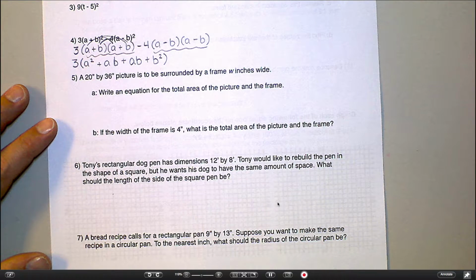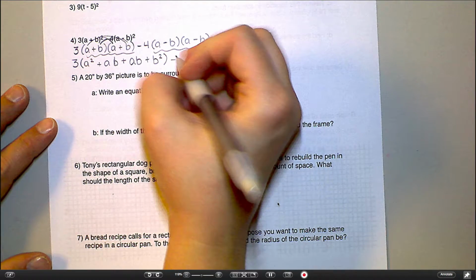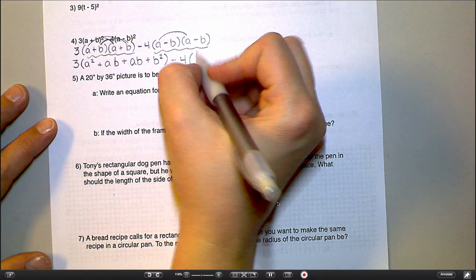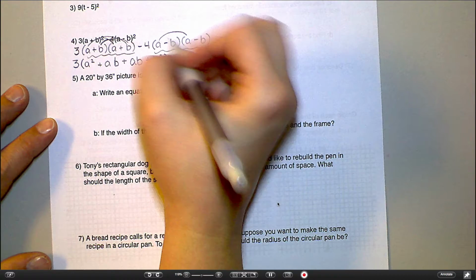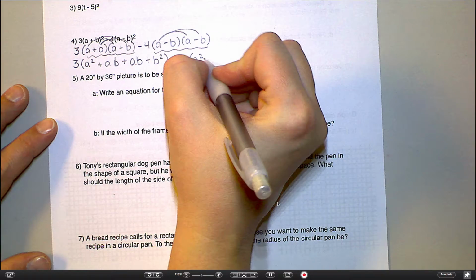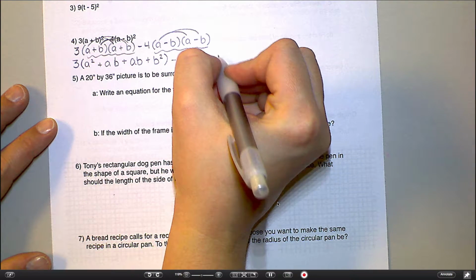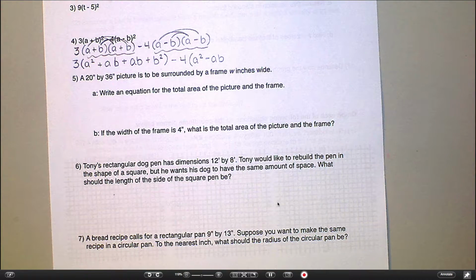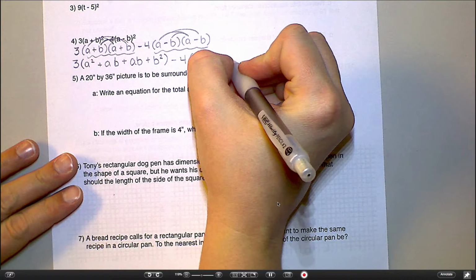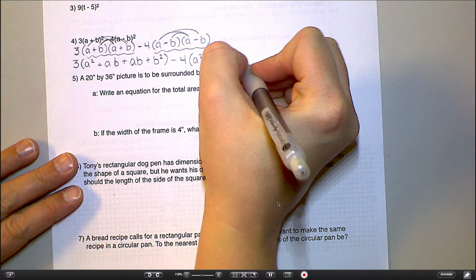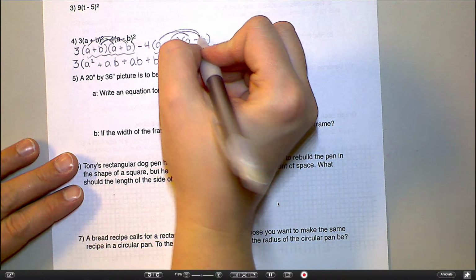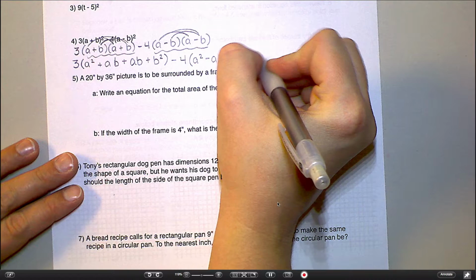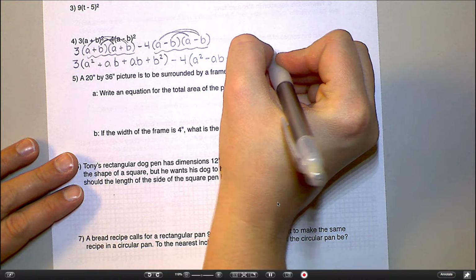And now I'm going to do the same thing on the other side. So I'm going to have minus 4 parentheses, and then a times a is a squared. A times negative b gives me a negative ab. Negative b times a. Again, I would write those letters in order. So I would say negative ab. And then what's negative b times negative b? Positive b squared, yep. Okay.